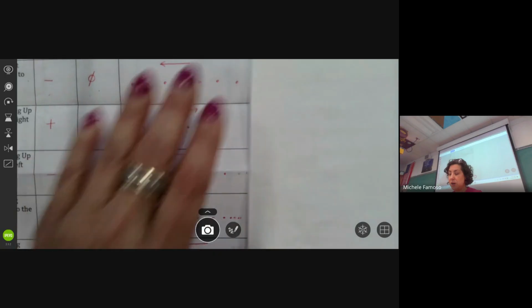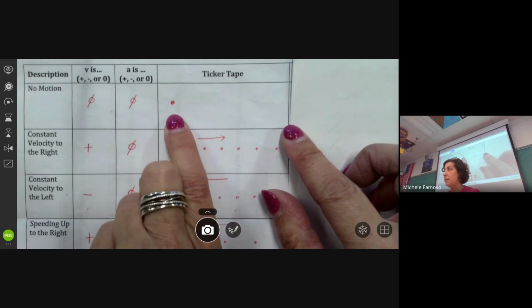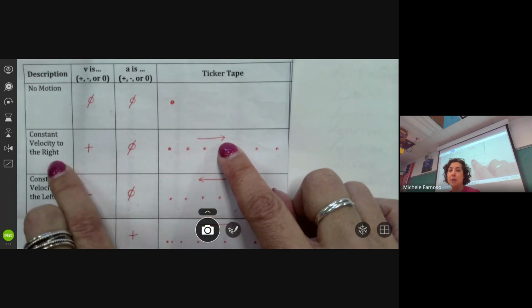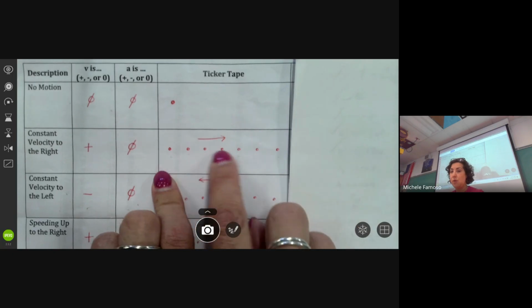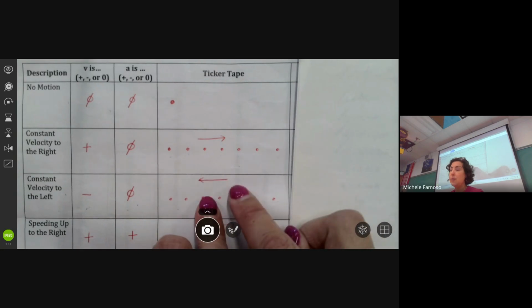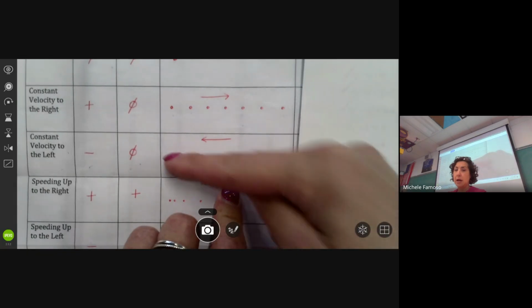Okay, let's draw the ticker tapes. The ticker tape for no motion is just one single dot. That's a blob. The next has an arrow going to the right because you're traveling to the right, and the dots need to be equidistant because you're going to read it going to the right. This one, you're going left, so we put an arrow over it pointing left. Dots, again, are equidistant. We would be reading it this way.